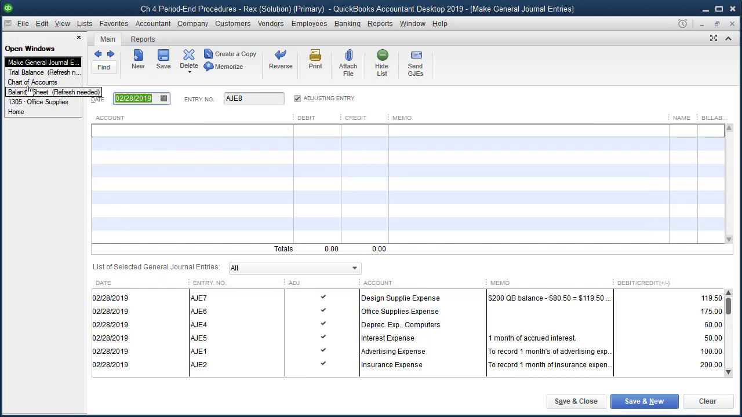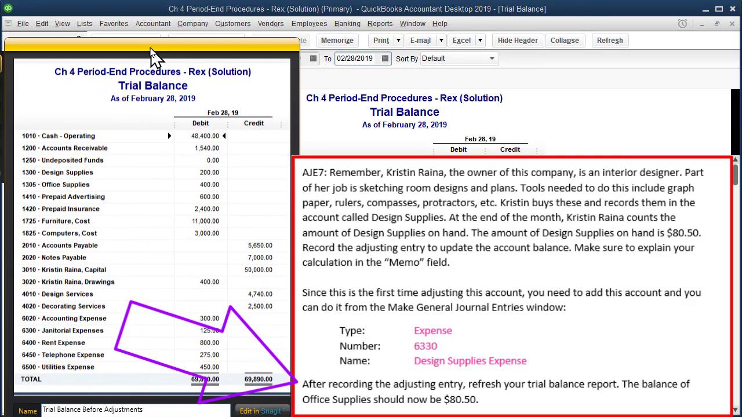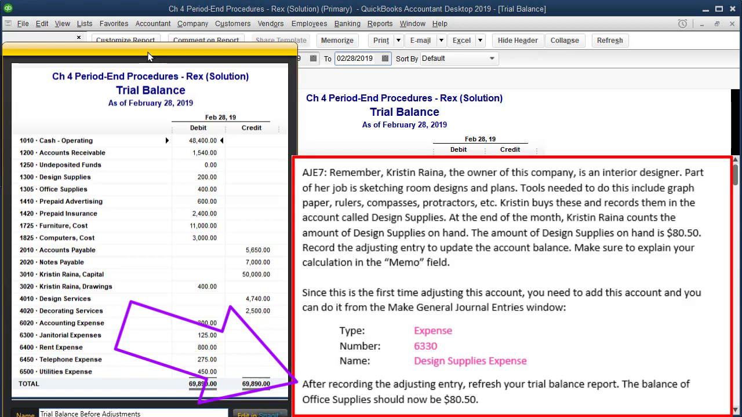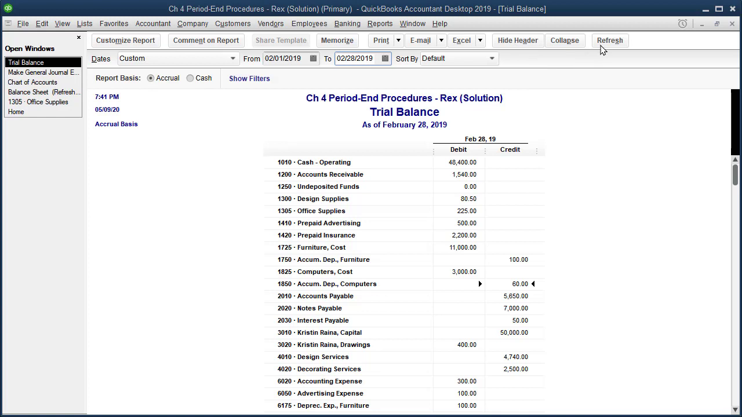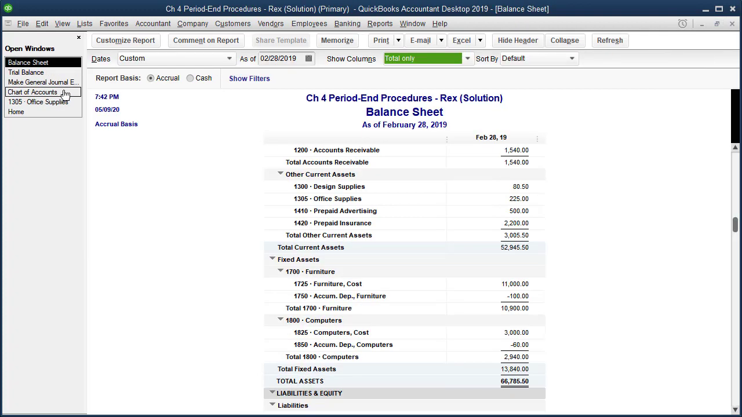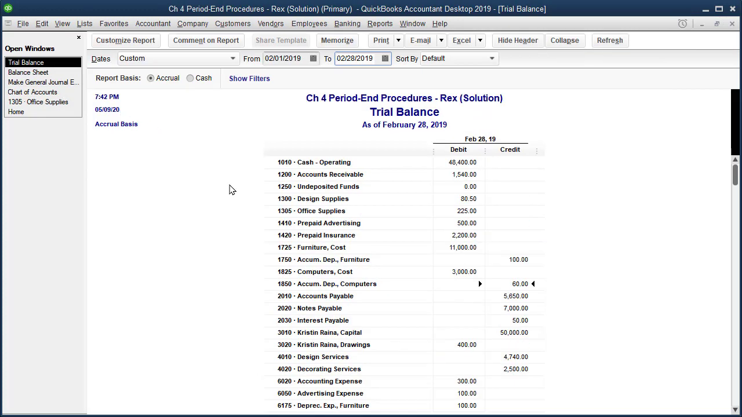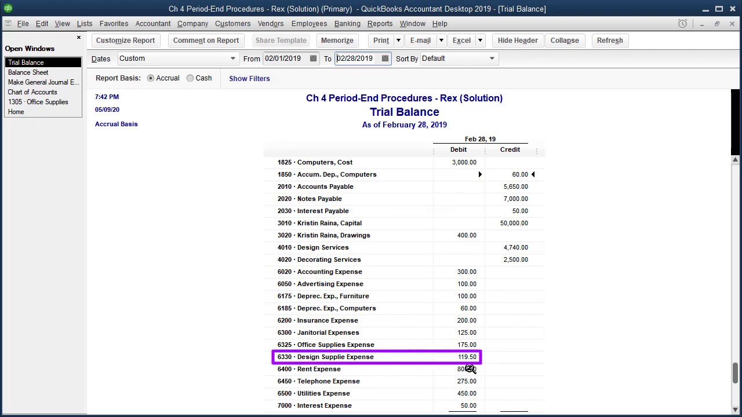And now we should go double check our trial balance. Remember, in the trial balance, this is the trial balance before adjustments over here on the left. And our design supplies were $200, but now I'm going to click refresh, and our design supplies are now $80.50, which is correct. We can also check a couple other places. Our balance sheet. Oh, let me go back to the trial balance. So we have lowered the design supplies to $80.50, and we also should have a design supplies expense now of $119.5.